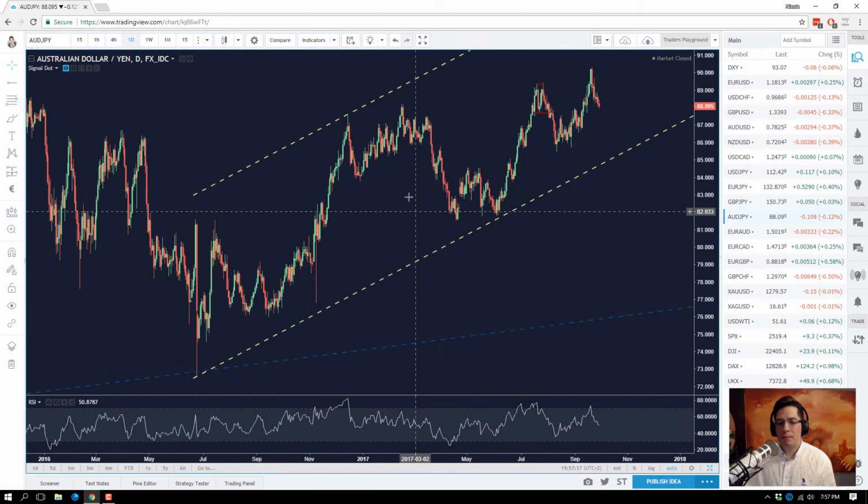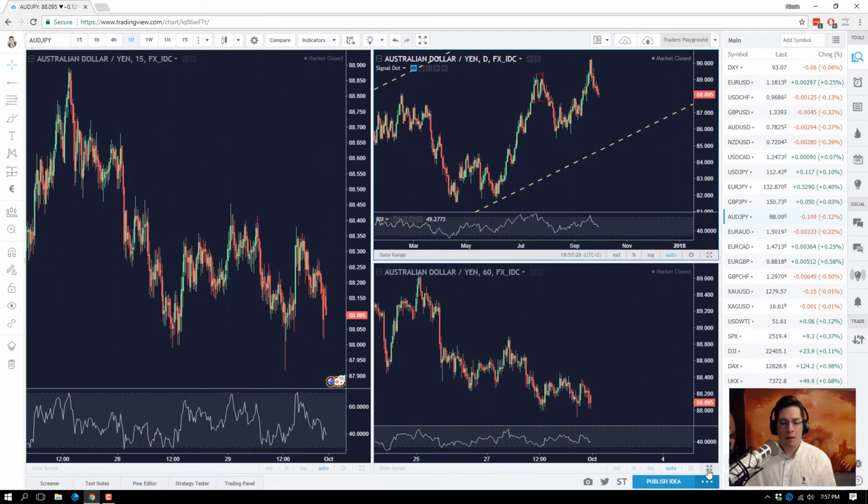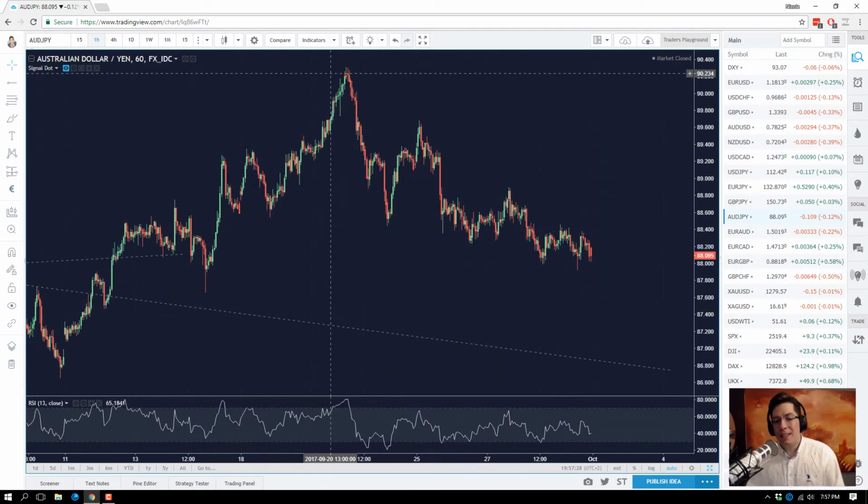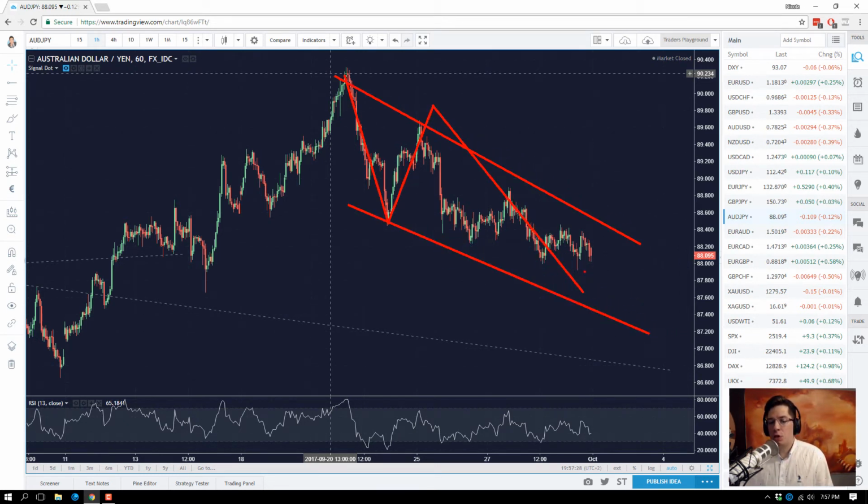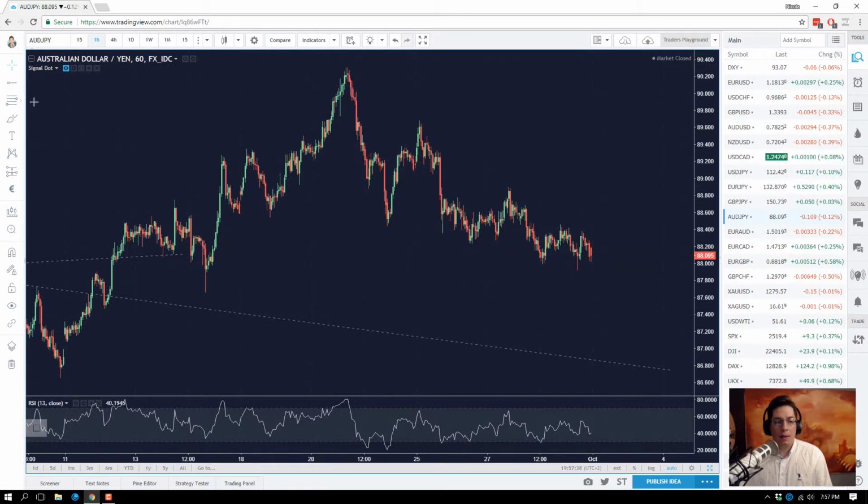Aussie yen reversing, not the ideal pair, at least not my ideal pair. On the earlier time frame, we have that 3-leg move, so it's more some sort of a flag formation than continuation higher. But let's see.